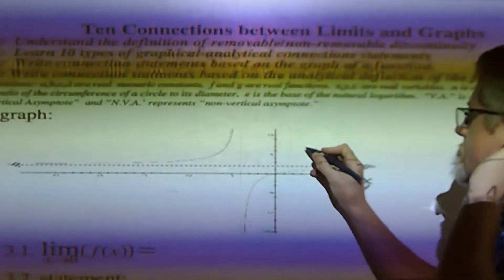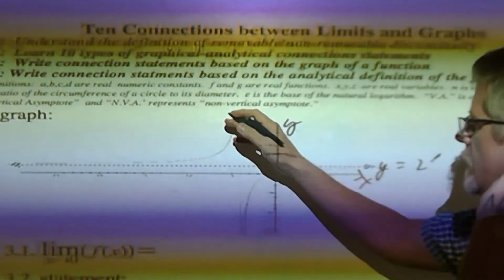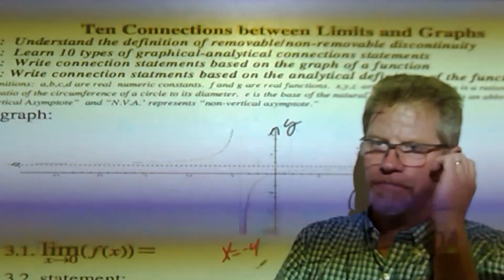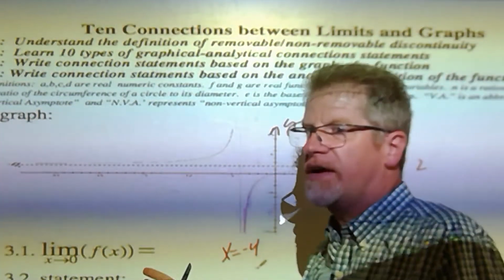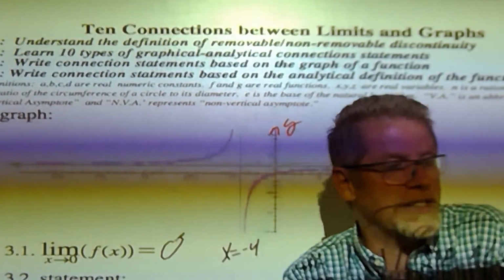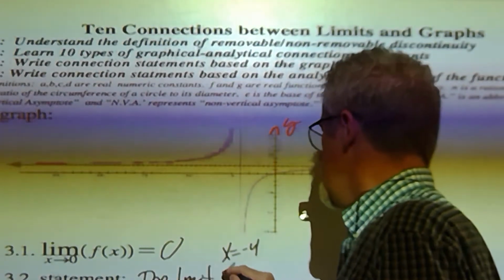This is the x-axis, and that's the y-axis. Here's the line, horizontal line, y equals 2. Here's a vertical line, x equals -4. It's the same graph as on page 1. So friends, what is the limit as x approaches 0 of f of x? It's gotta be 0. It's based on the y coordinate of the point on the graph. So we say the limit is 0.